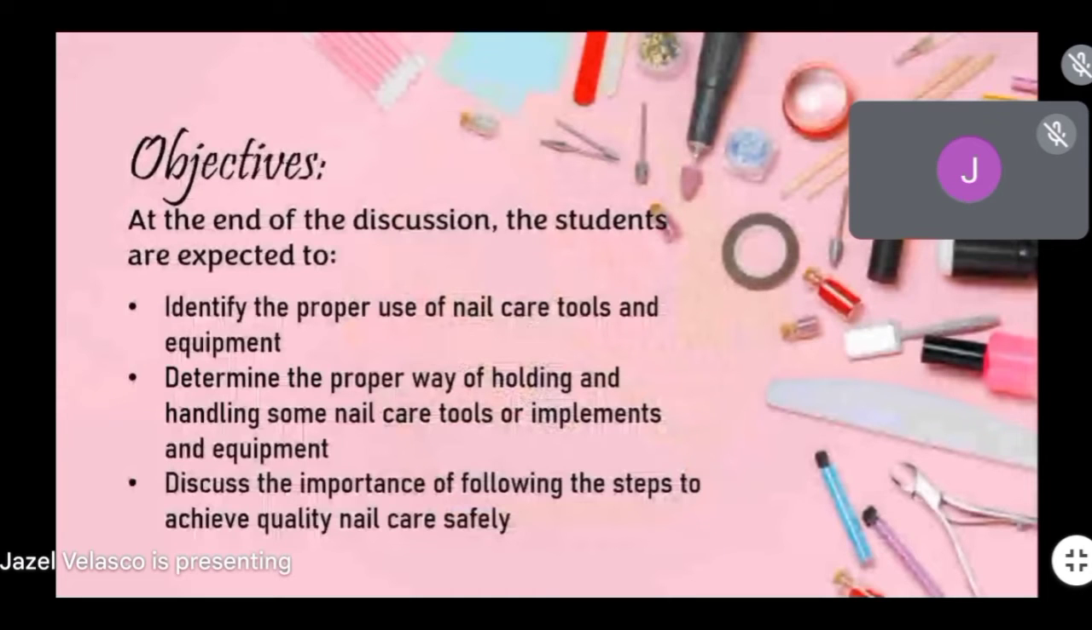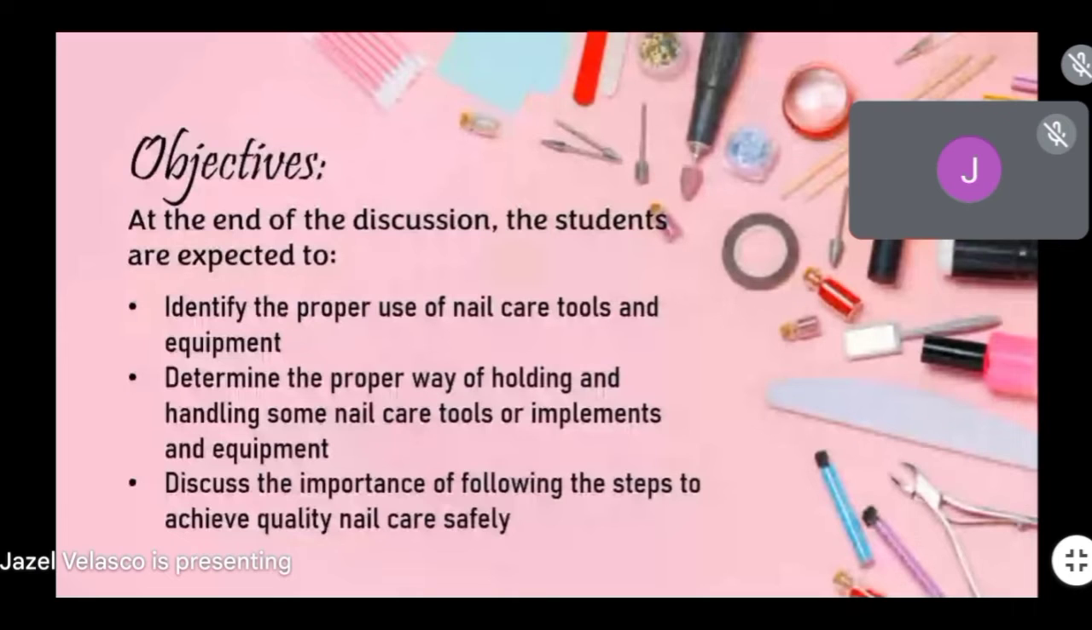So our objectives, at the end of the discussion, the students are expected to first identify the proper use of nail care tools and equipment. Second, determine the proper way of holding and handling some nail care tools or implements and equipment. And last, discuss the importance of following the steps to achieve quality nail care safely.